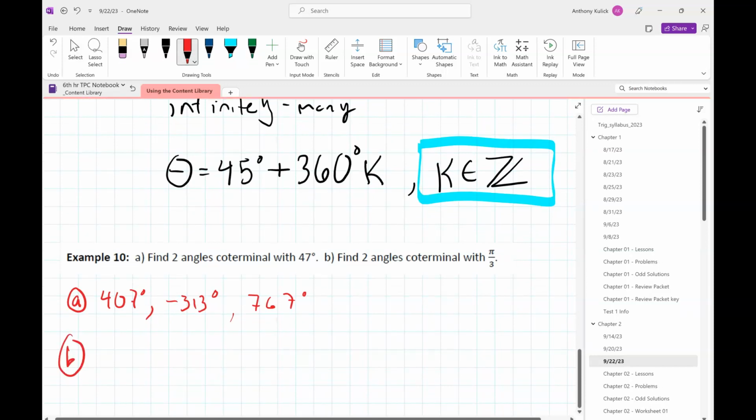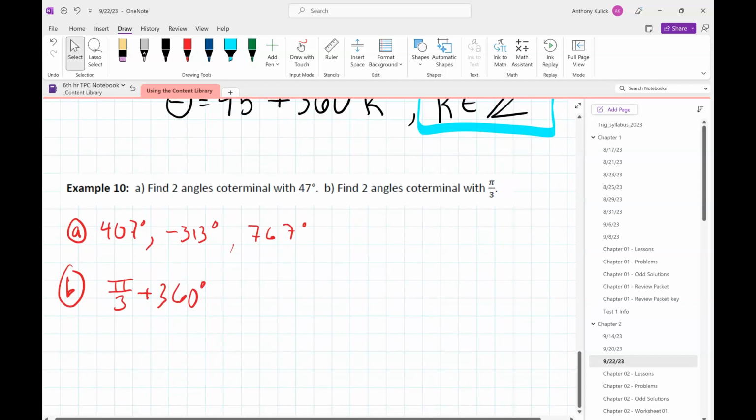So for part B, let's see, two angles coterminal to pi over 3. So I'm just going to add 360 to pi over 3, right? No. Why not? Yeah, I need it to be in the same unit, right? So either I would want to convert pi over 3 to degrees or convert 360 to radians. Now the convention would be, since our angle is given to us in radians, our answer should be in radians. So I'm going to convert the 360 to radians.